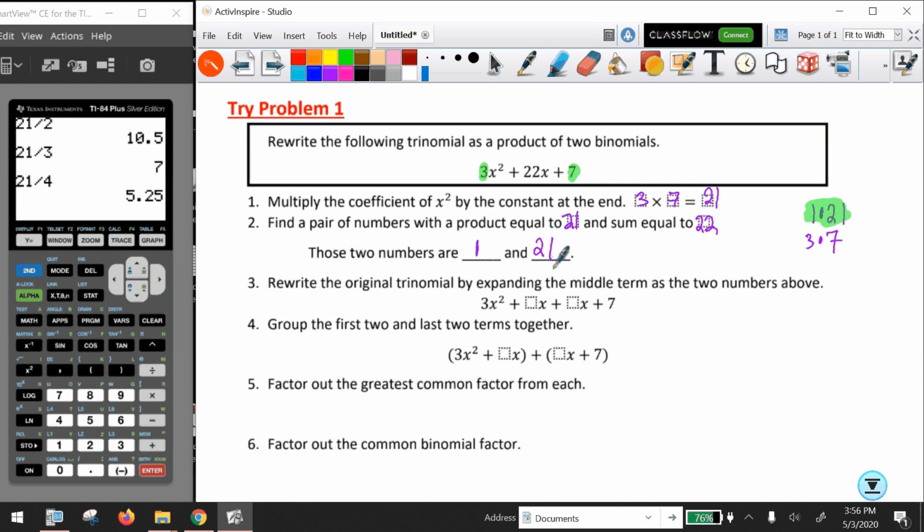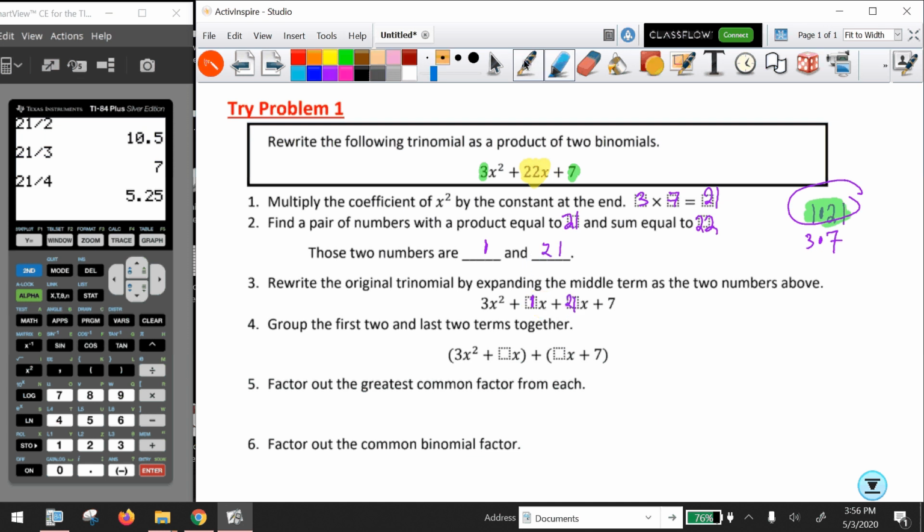And the order doesn't matter. You could have written that as 21 and 1. I'm just going to write it in the order in which it's written over here, 1 and 21. I'm going to put those numbers right here. So what we did is we used the numbers that we found out to break up this middle term here as 1x plus 21x. So 22x was now expanded out as 1x plus 21x.